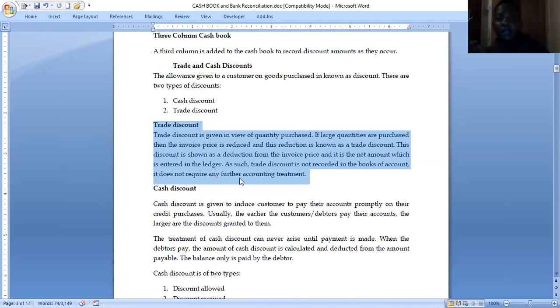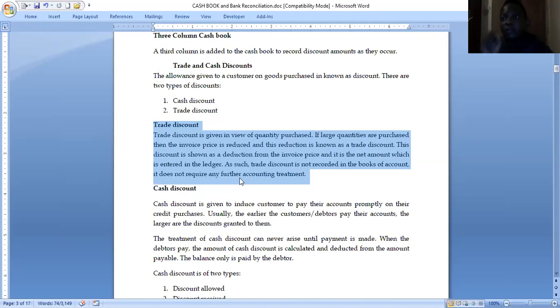So as such, a trade discount is not recorded anywhere in the books of account of the business. So trade discount does not require any accounting treatment. Say for instance, you've bought goods worth 20 shillings, and then you've been given a discount of 5 shillings. It means you've only paid 15 shillings.